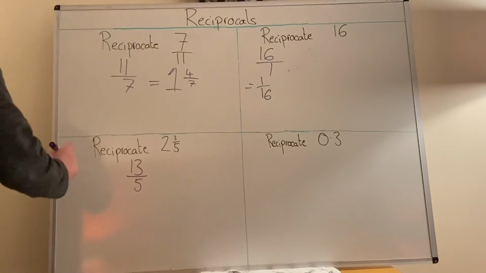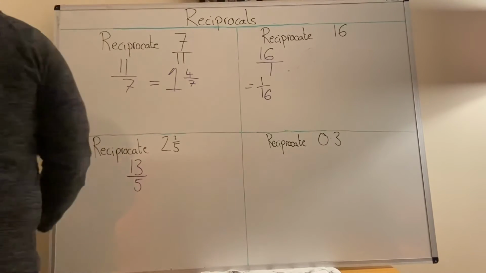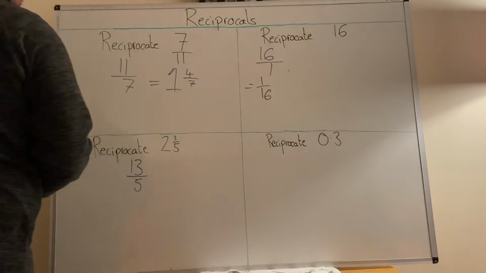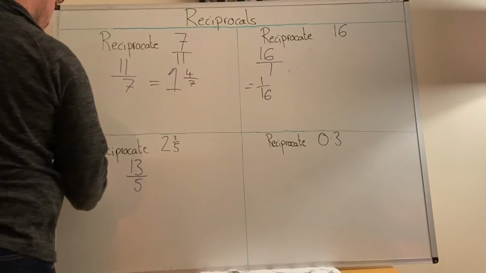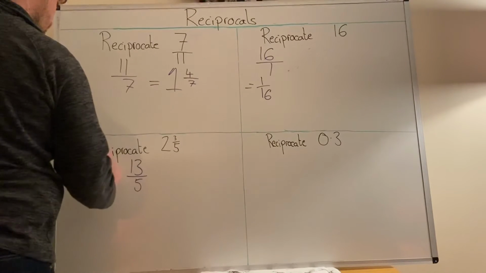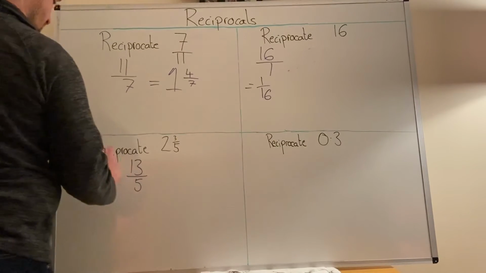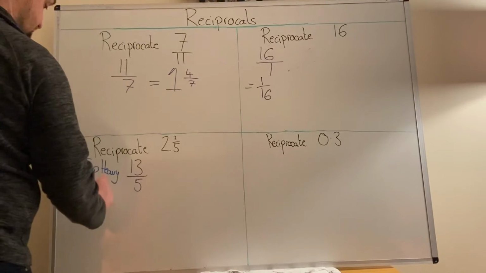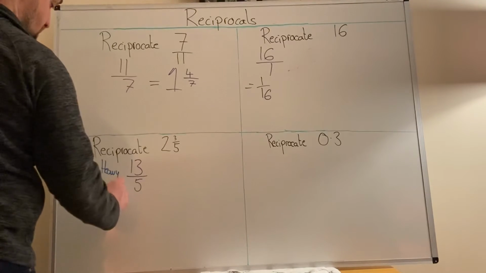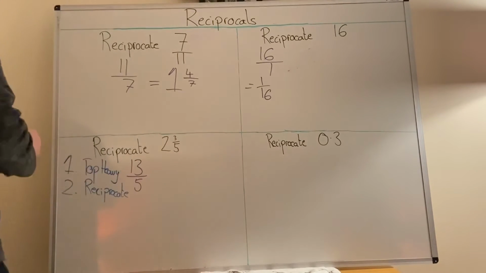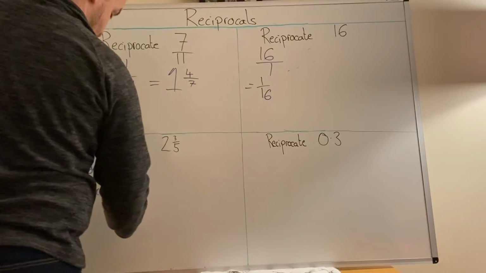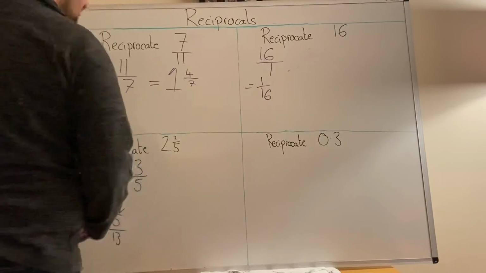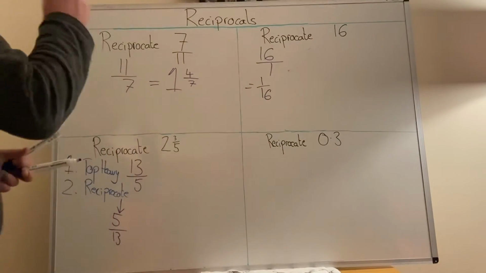Okay, so if you want a bit of help on this, step 1 is to put it into top heavy. Then step 2 would be reciprocate. So if we reciprocate that, it would equal 5 over 13.